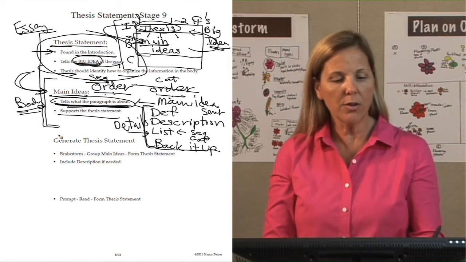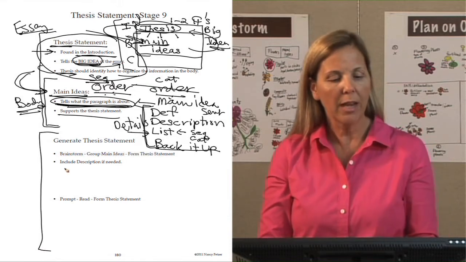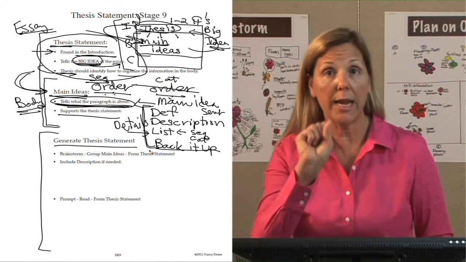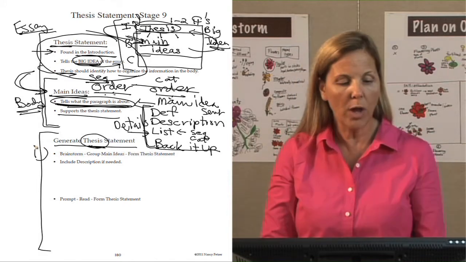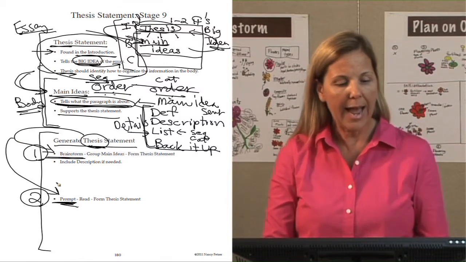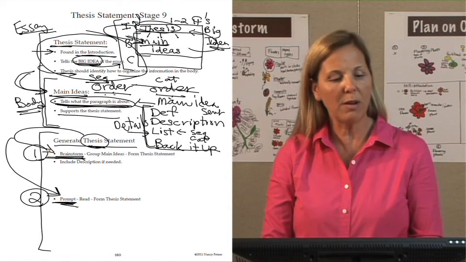Let's go down here then to the bottom of our information page for stage 9, and that is generating the thesis statement. We're going to look at 2 ways to generate a thesis statement. 1, how do I generate it from just a brainstorm? Or how do I write a thesis statement using a prompt? What does it mean when we form a thesis statement from a brainstorm?